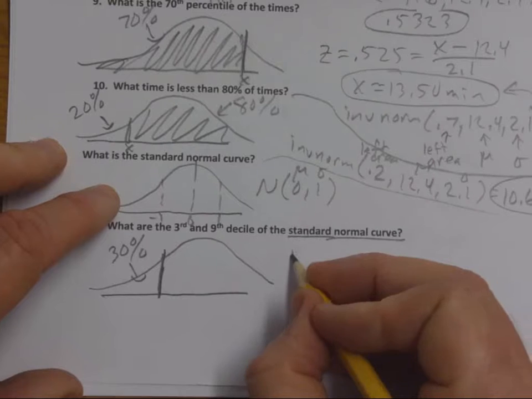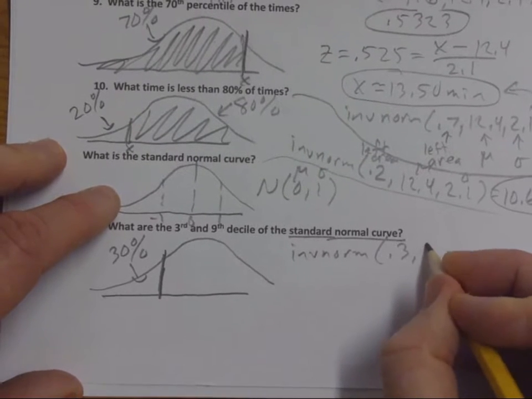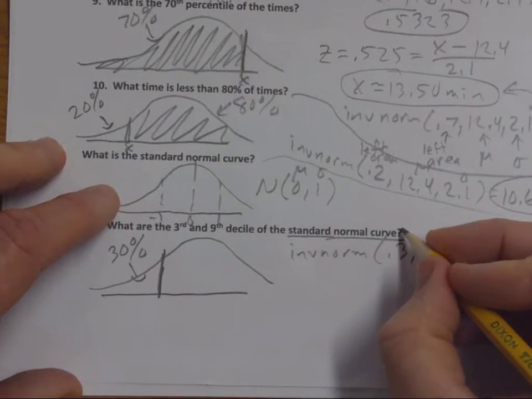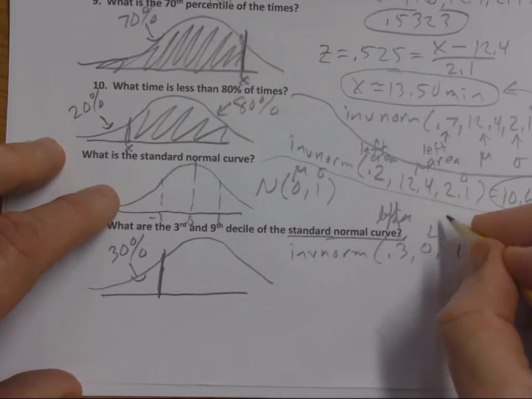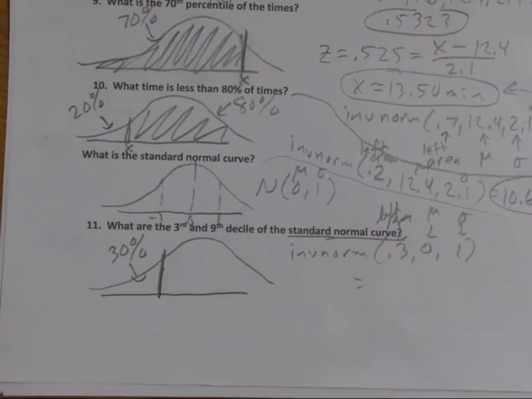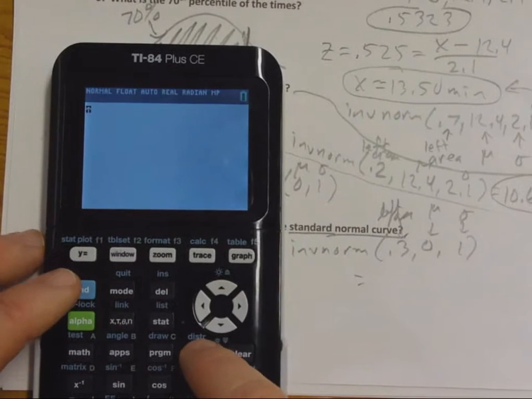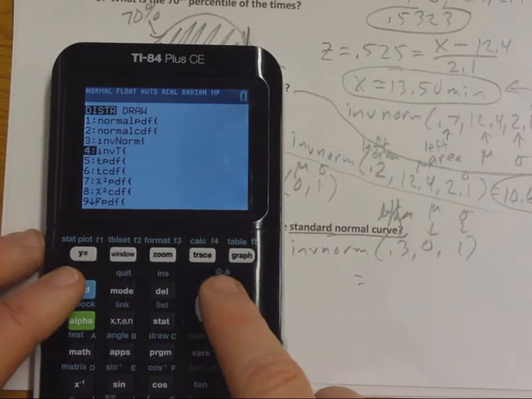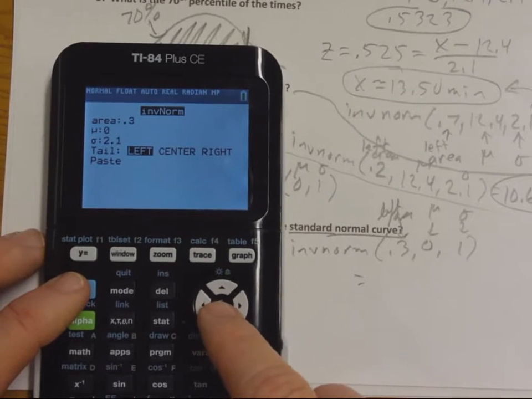It's a standardized thing. So we'll do inverse norm, 0.3, mean of 0, standard deviation of 1. So that is our left area. That is our mu. That is our sigma, like that. And so if we do that, and so here we go. So second distribution, and so we go inverse norm, 0.3, mean of 0, standard deviation of 1.